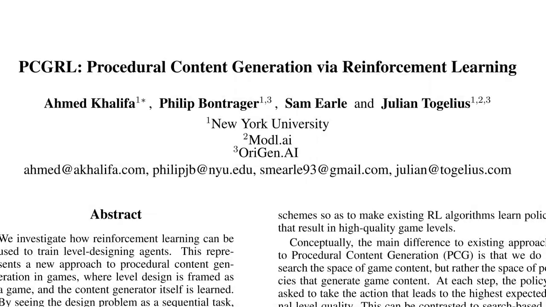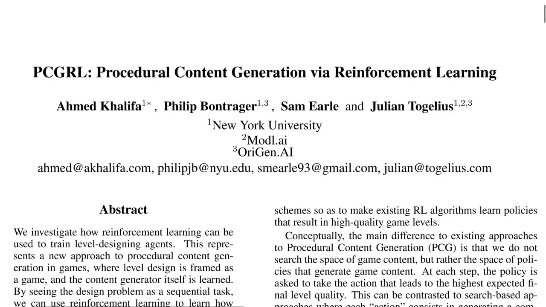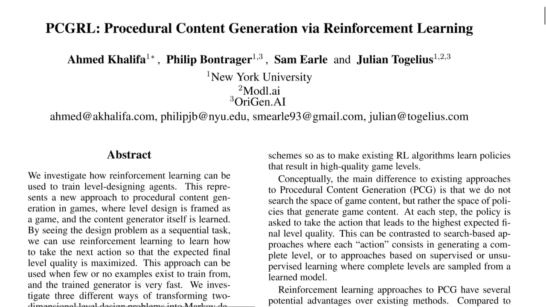So the paper we're going to look at is called PCGRL, Procedural Content Generation via Reinforcement Learning by Ahmed Khalifa, Philip Bontrager, Sam Earle, and Julian Togelius. Now this paper is basically just a fun paper, and it shows how to frame a problem in terms of reinforcement learning and then how to solve it. It's pretty straightforward, it's fairly short, and the code's available, so you can go check it out yourself.